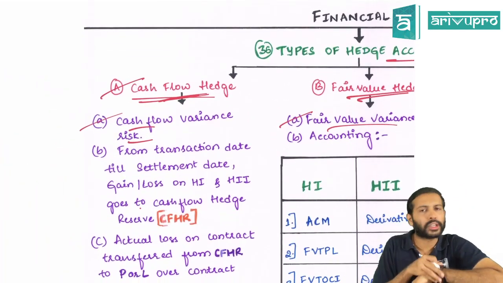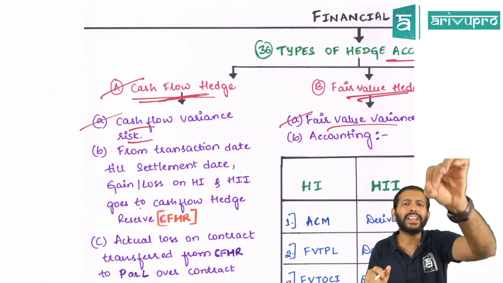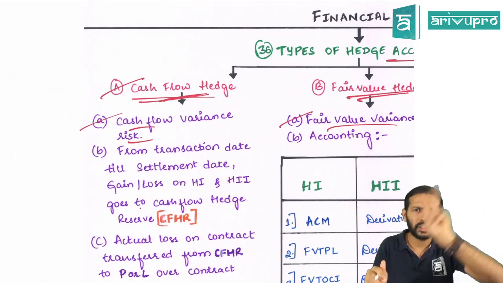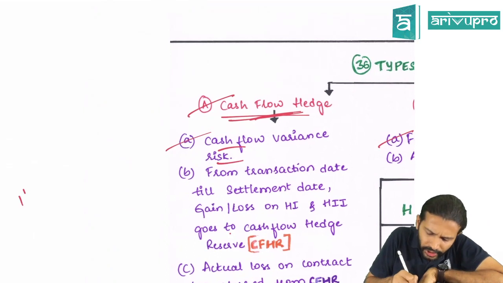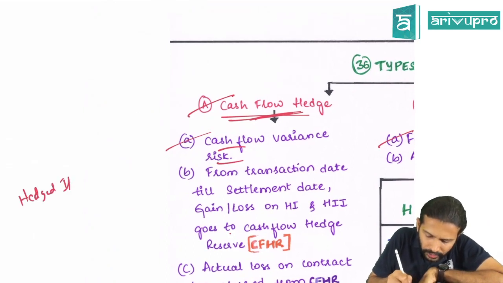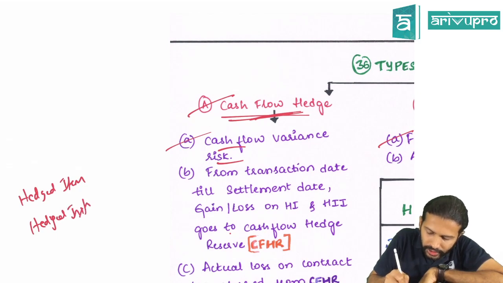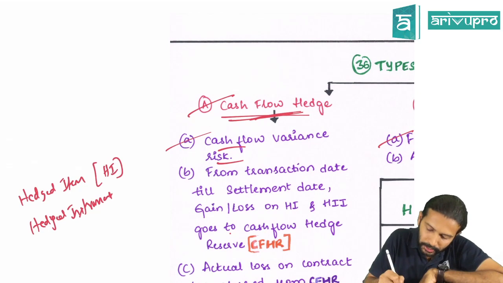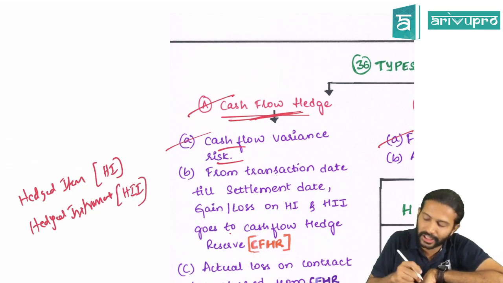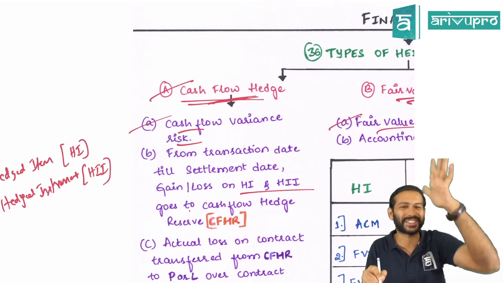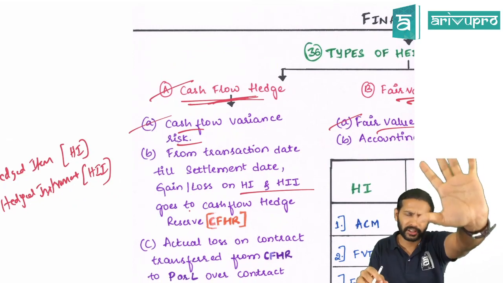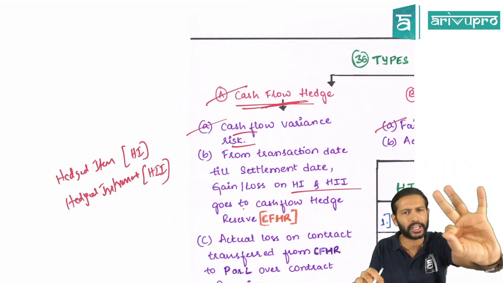So coming back to the cash flow hedge. Now in cash flow hedge, we have learnt there will be two instruments: the hedged item and the hedging instrument. Hedged item we used to call HI for our class purpose, and hedging instrument we used to call HII. That's what you are seeing in the reference over here. There'll be two components: hedged item and hedging instrument.